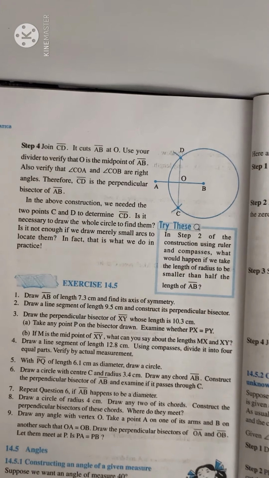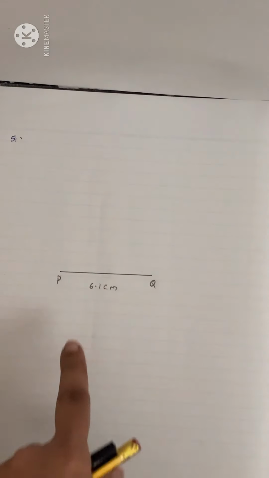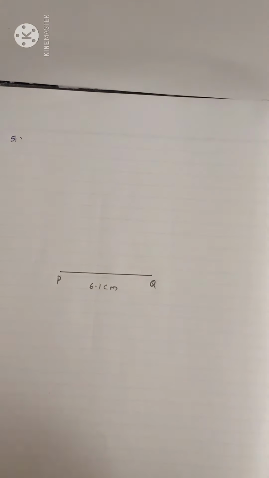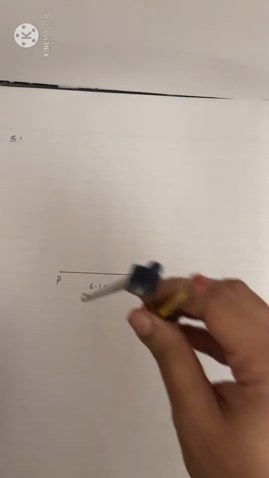Now question number 5. With PQ of length 6.1 cm as diameter, draw a circle. Let us see how to do this. First, draw a line segment of length 6.1 cm. This is our diameter. For drawing a circle, we need to find the radius. For that, first you have to construct a perpendicular bisector of PQ.